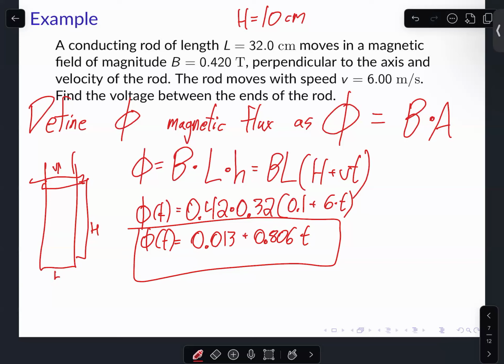Question. 10 centimeters. The y offset. Y-intercept.